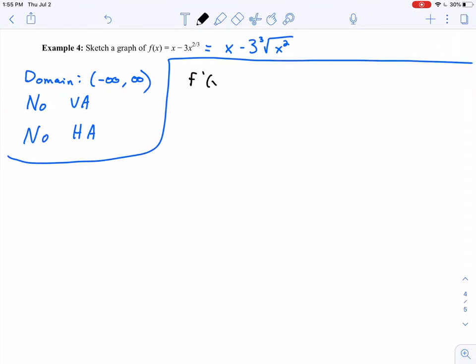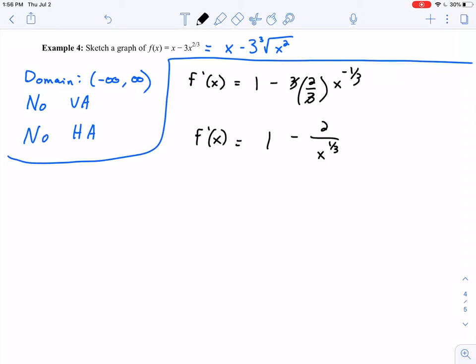Let's find our derivative. Derivative of x, that's just going to be 1, minus, here I'm just going to use the power rule. So let's see, minus 3 times 2/3 times x to the negative 1/3. The 3's will cancel. I'm left with 1 minus 2 all over x to the 1/3 power. Here's our derivative, f prime of x. Now you could leave your derivative like this, or you could get a common denominator. It's really up to you how you want to handle it.